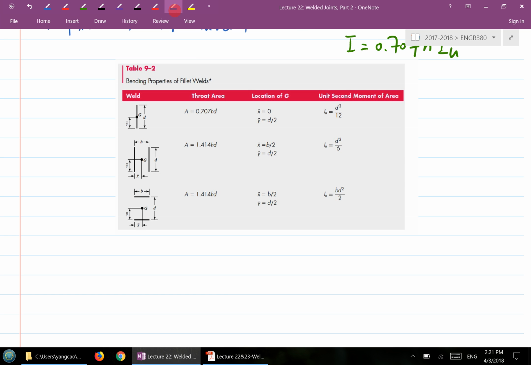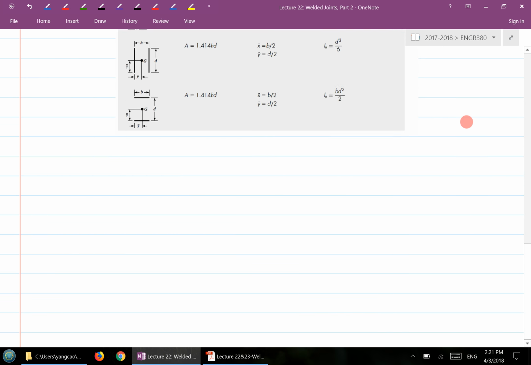Any questions? So my expectation is, as I said, I give you an example. I expect you to be able to identify whether this is an in-plane or out-of-plane, and then you identify table 9-1 or 9-2 accordingly. Okay? Okay, so now we are done with the stress.